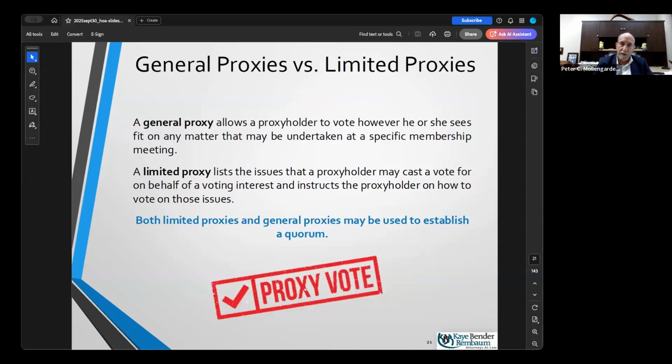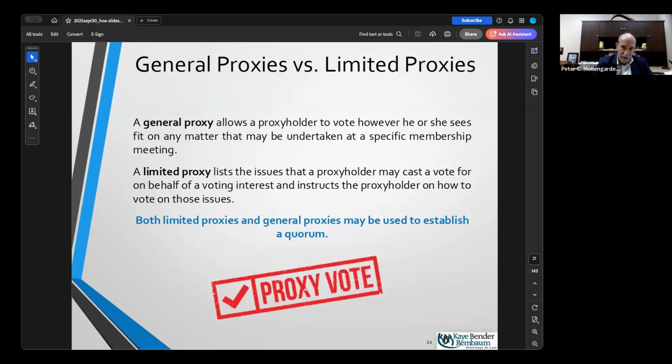General versus limited. Okay. A general proxy is when I grant my proxy holder the authority to vote any way they want. Any way they can vote for me and they're able to use their own judgment to vote on whatever issue it is that they're voting on at that meeting.